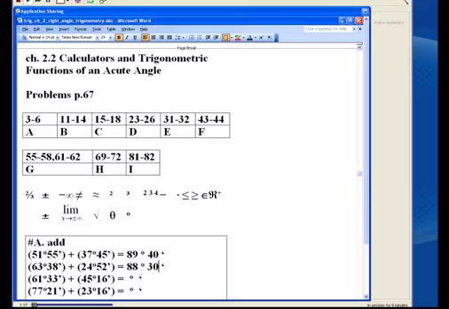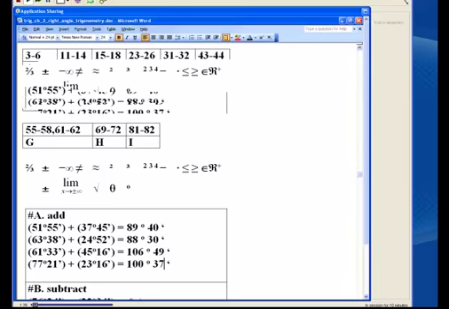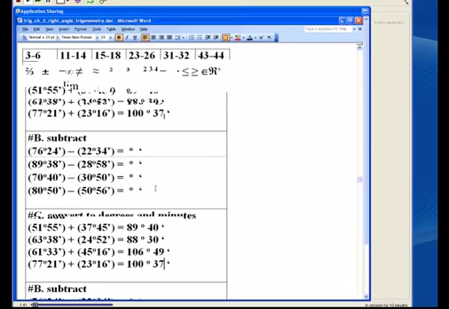So 61 plus 45 is 106. 33 plus 16 is 49. 77 plus 23 is 100. 21 plus 16 is 37. So there we go. I'll scroll up a little bit here to get to the next exercise.